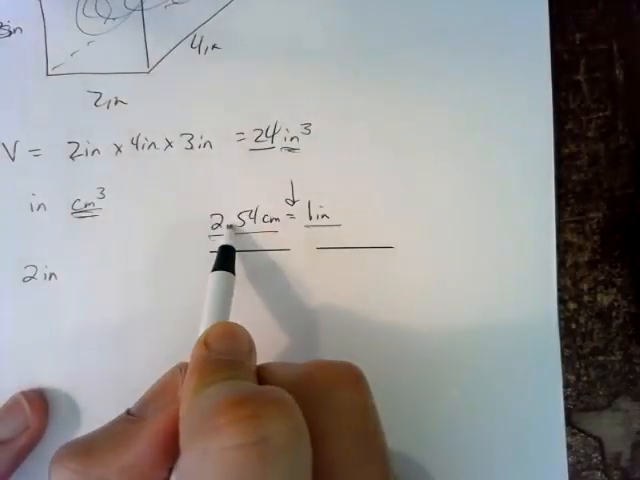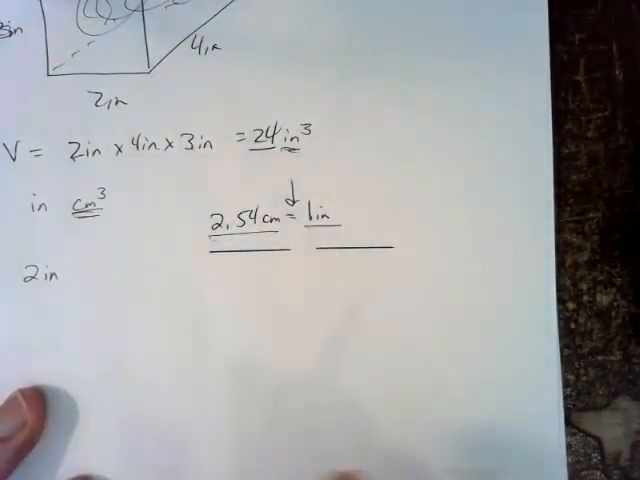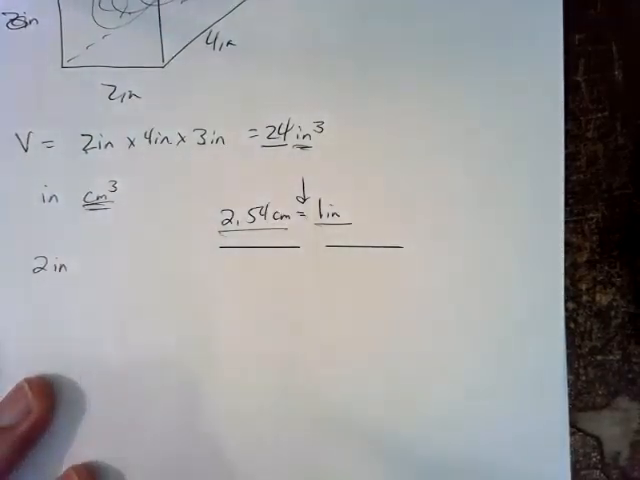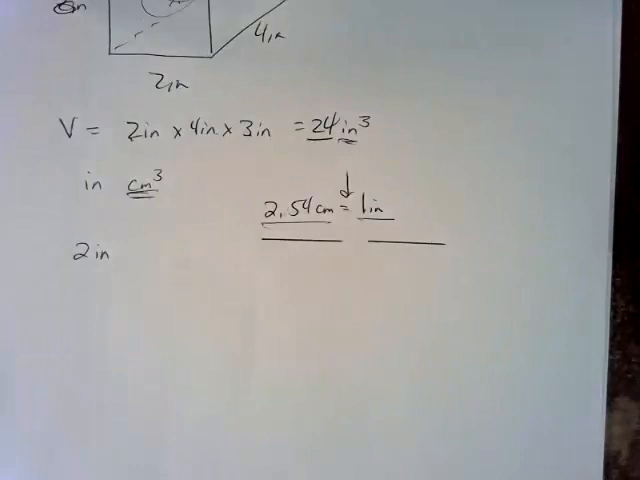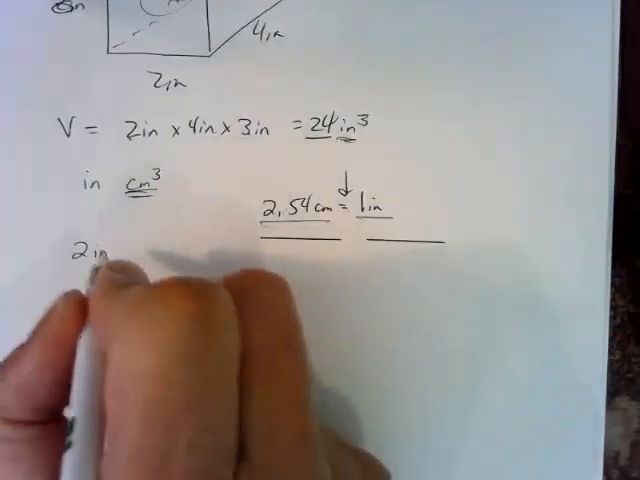Now notice 2.54 is not 1, two different numbers, but 2.54 centimeters is equal to the same thing as 1 inch. Just like 100 cents is equal to $1. 100 is not 1, but when we add the unit, the critical unit, you get an equality. Okay, so we can use this conversion now.